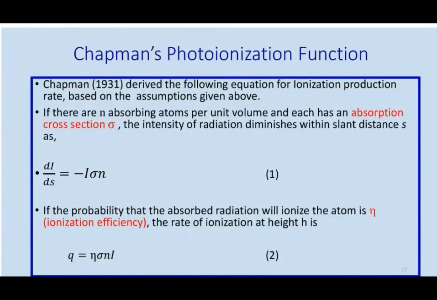Now, after absorbing this energy from the solar radiation, there is an efficiency factor eta, which decides whether it will produce an ion-electron pair or not. The probability that absorbed radiation will ionize the atom is the ionization efficiency eta, and that decides the rate of ionization, or rate of production of ion-electron pairs, represented by Q, which is equal to eta multiplied by sigma n I, that is the energy.